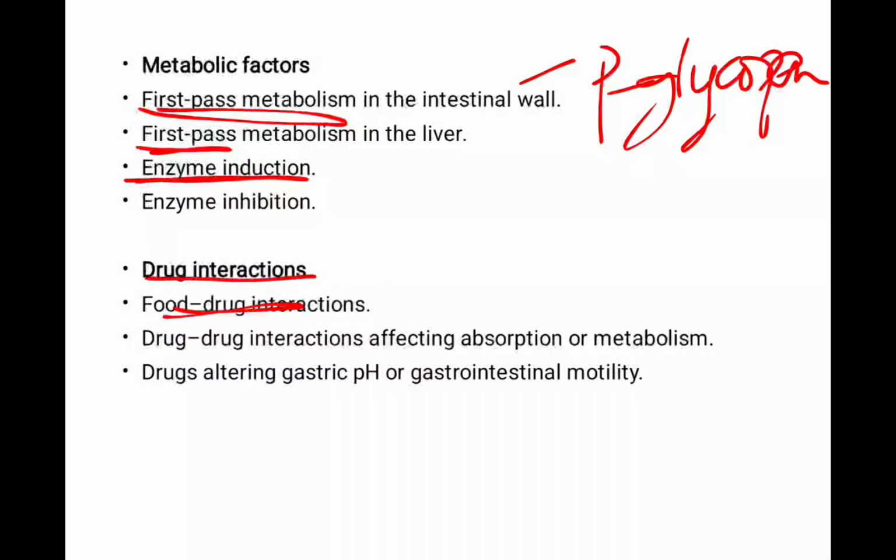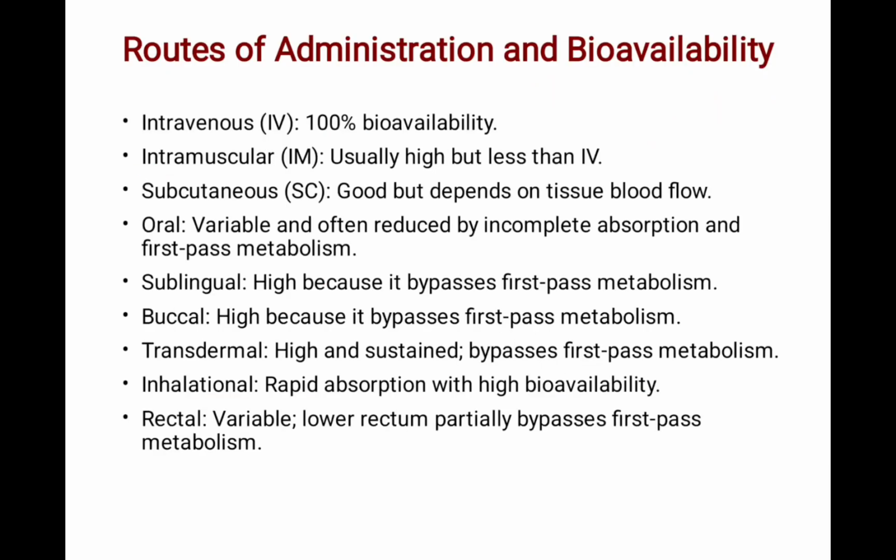There are certain drugs that affect the absorption or the metabolism of other drugs. This way they affect bioavailability. We have drugs altering gastric pH as well as gastrointestinal motility, which we have already talked about. Now, what are the routes of administration and how does this relate to bioavailability?